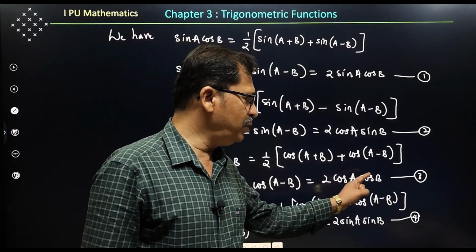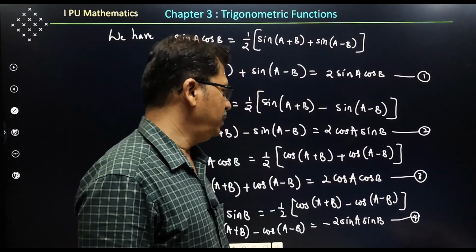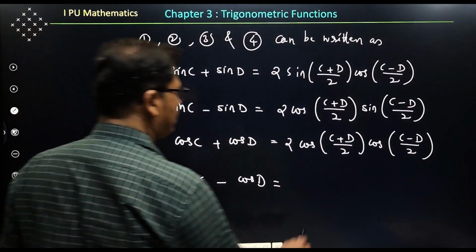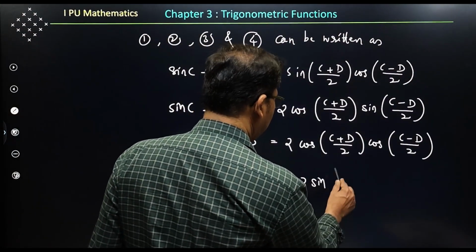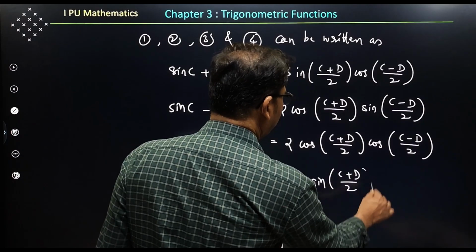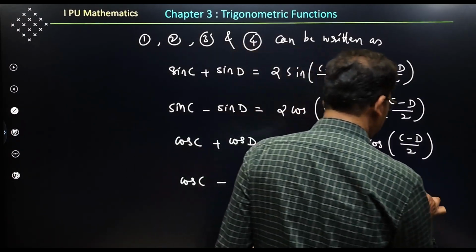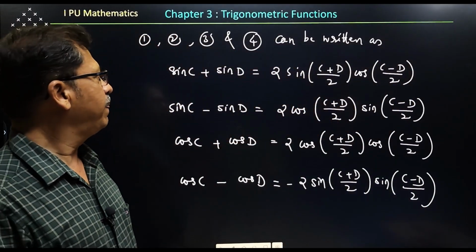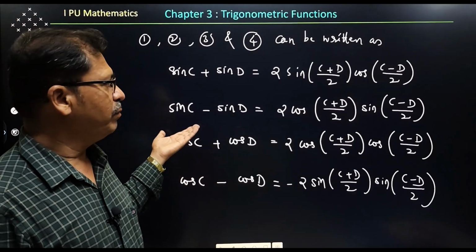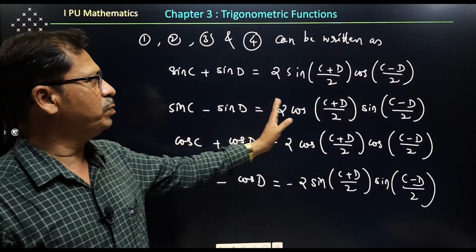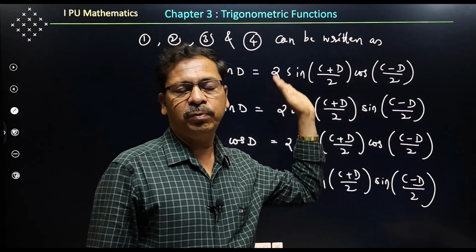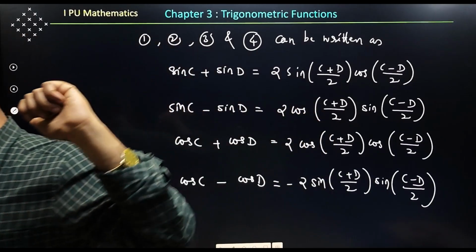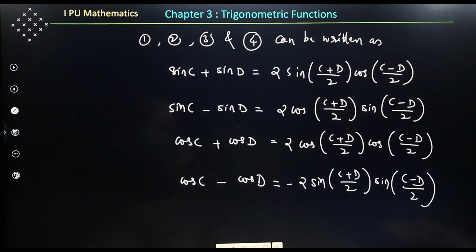A equal to c plus d divided by 2, b equal to c minus d divided by 2. Next is minus 2 sine into sine. So minus 2 into sine of c plus d divided by 2 into sine of c minus d divided by 2. So these are the four formulae which convert the sum or difference of two trigonometric functions to product. Sum to product. Previously we have proved product to sum here. So you need to remember as a whole 8 transformation formulae.